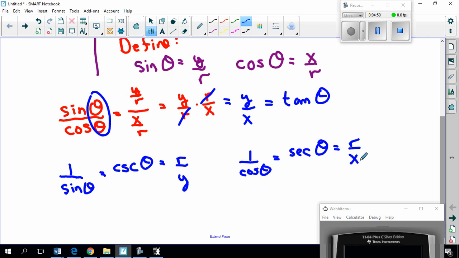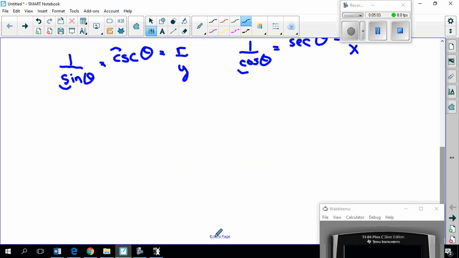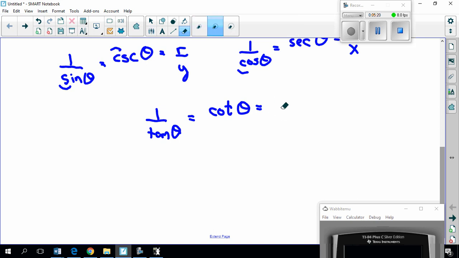Unfortunately, this starts with an s, its reciprocal is a c, and this starts with a c, the reciprocal is an s. I find that unfortunate, but that's how my math forefathers defined it. So I have no control over things. And then 1 over tangent theta to be cotangent theta. And that equals, back it up, x over y.